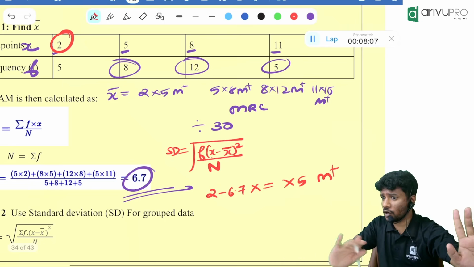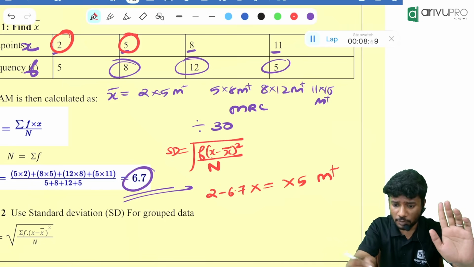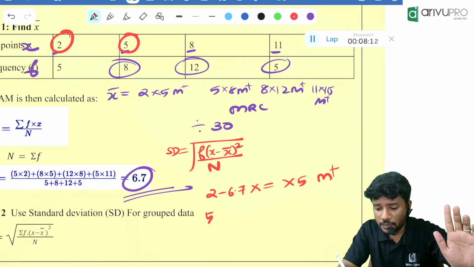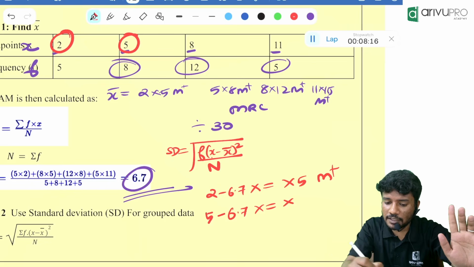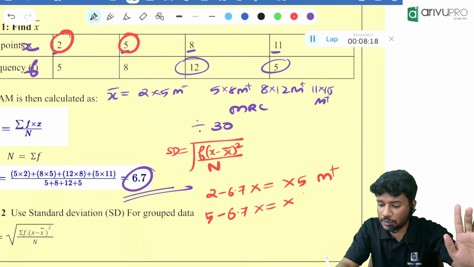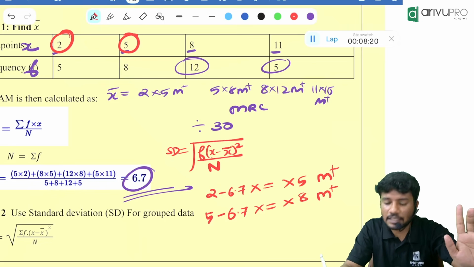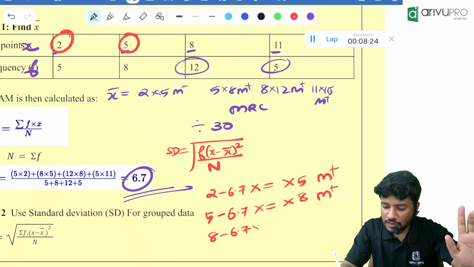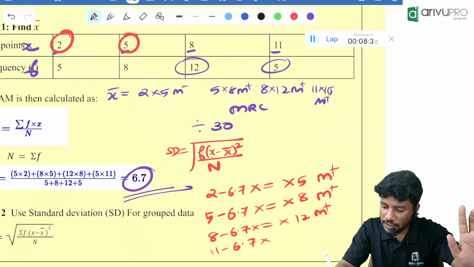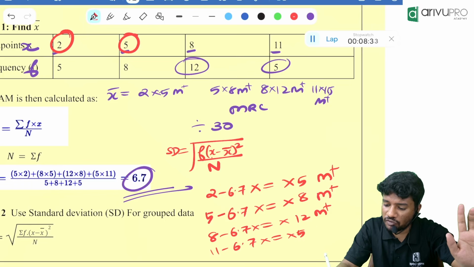Now, next term. Is it over here? No. We need to go to the next x value. How much is the next x value? 5 minus 6.7 into equal to multiplied with frequency. How much is the frequency? 8. Then click M plus. Then 8 minus 6.7 into equal to multiplied with 12. M plus. 11 minus 6.7 into equal to multiplied with 5.